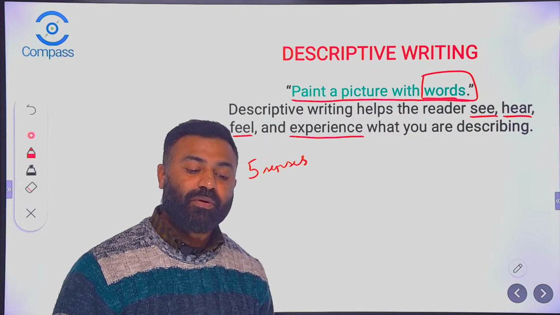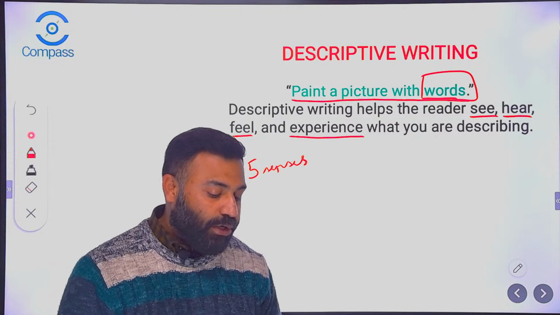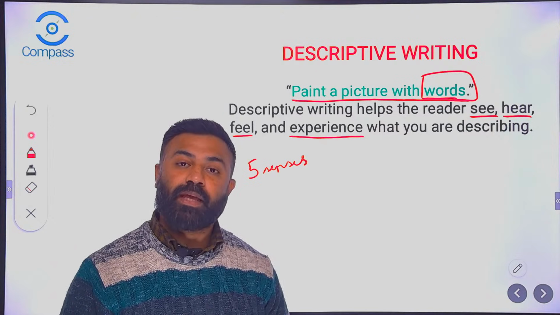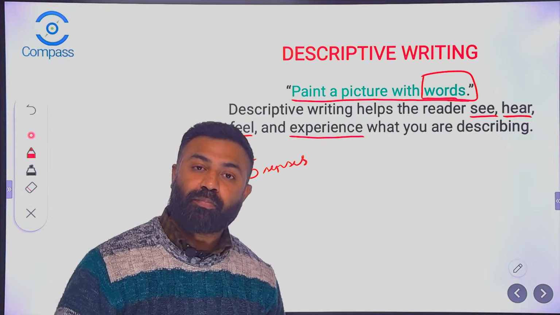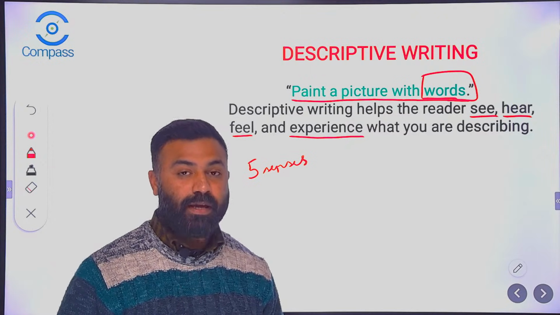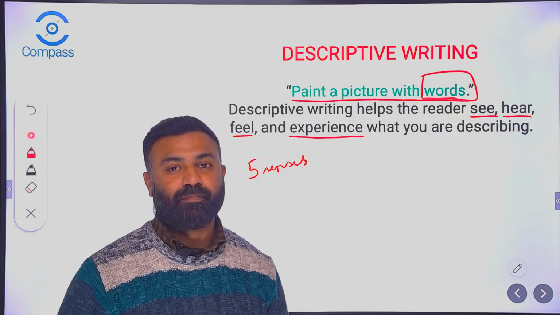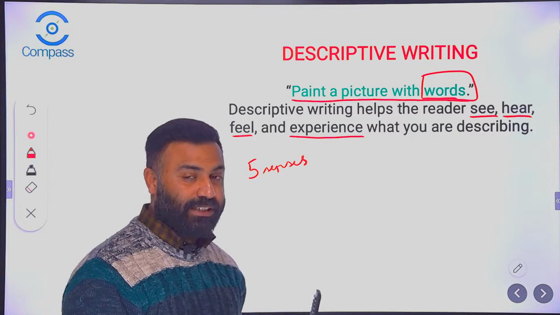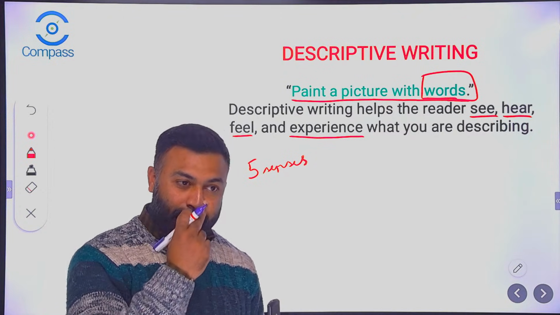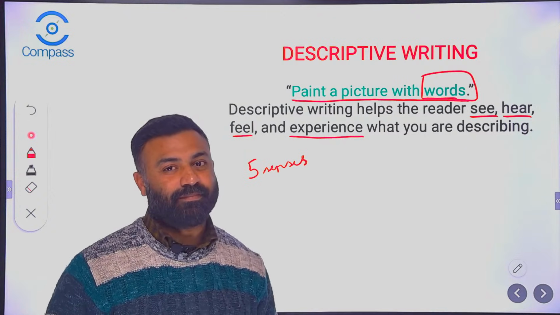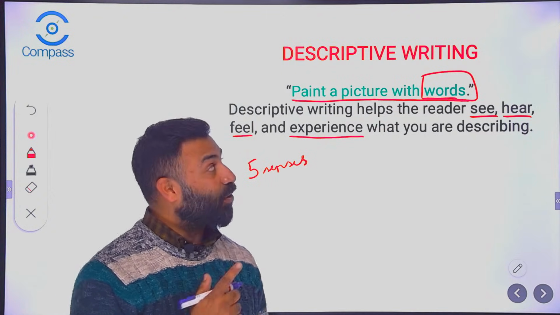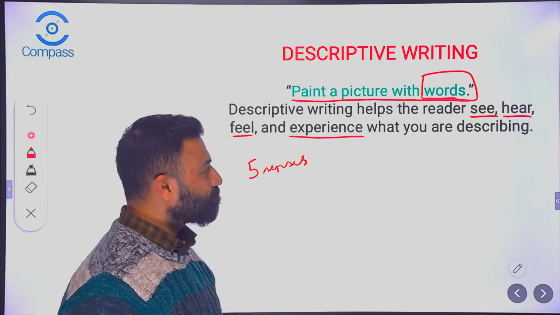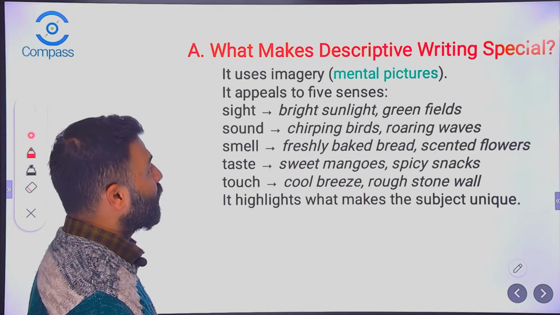So that when your examiner, your reader, gets to read your content, he or she may feel the same thing that you have jotted down on your piece of paper. He or she may experience the same thing. You need to keep that in mind. When you are engaging your five senses, you're also making the reader feel the same. That is called descriptive writing, and effective descriptive writing. So let's proceed.